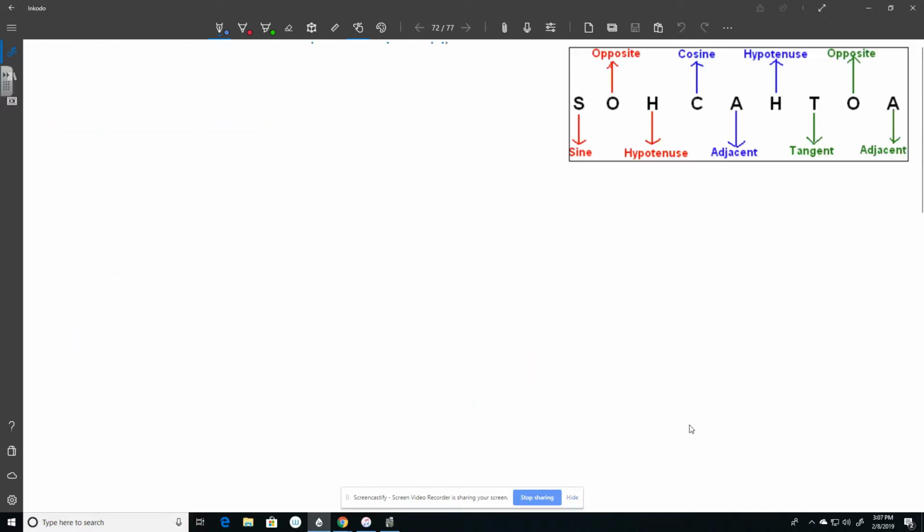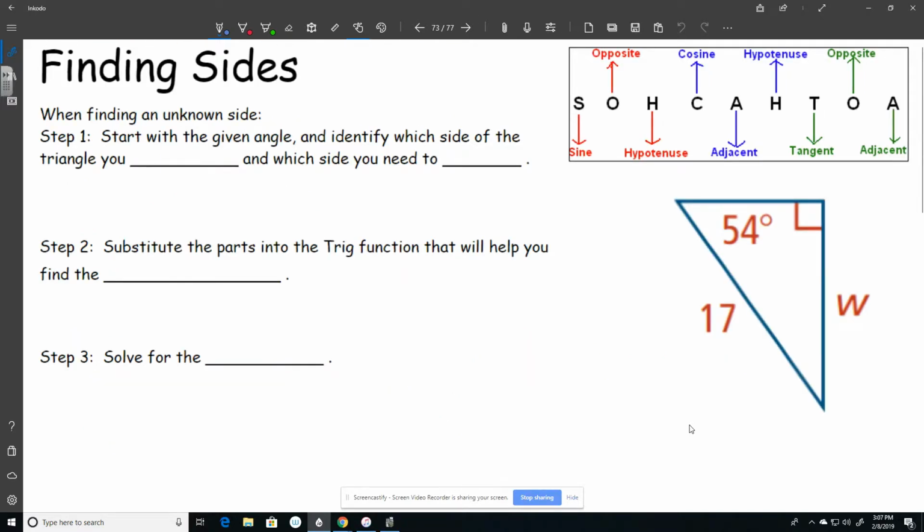All right. Now, as far as doing some math, I'm sure you've noticed that sine, cosine, and tangent buttons are on your calculators. If you don't have a calculator at home, you're going to want to use the website Desmos. It's a free graphing calculator online that you can use to help you with a lot of these problems.